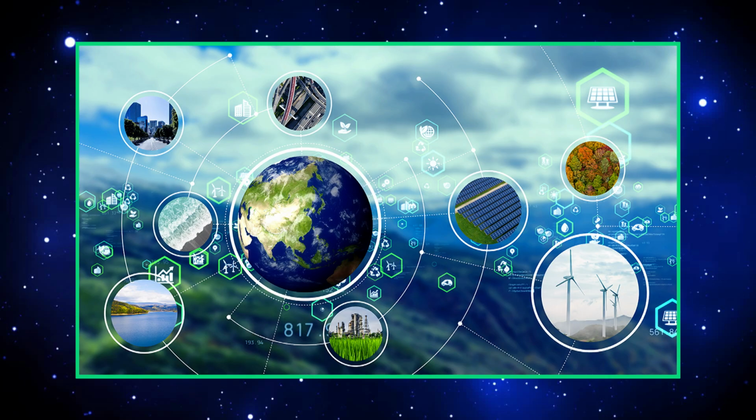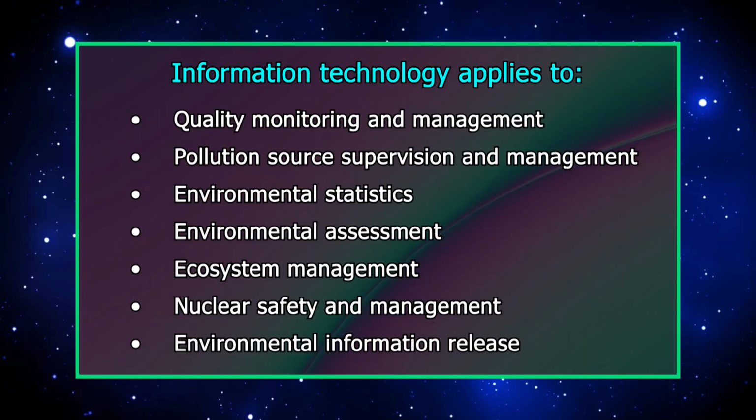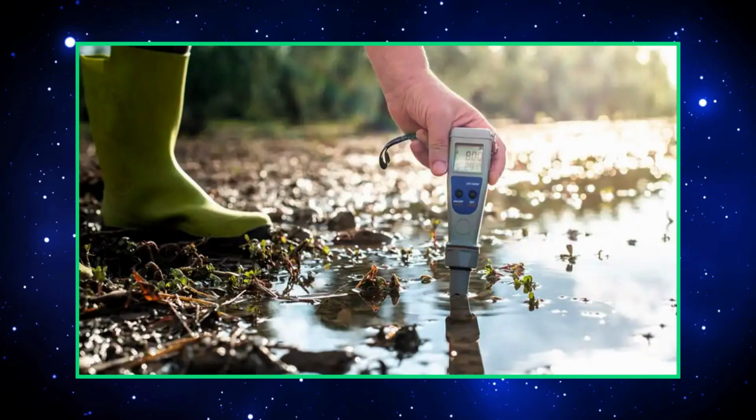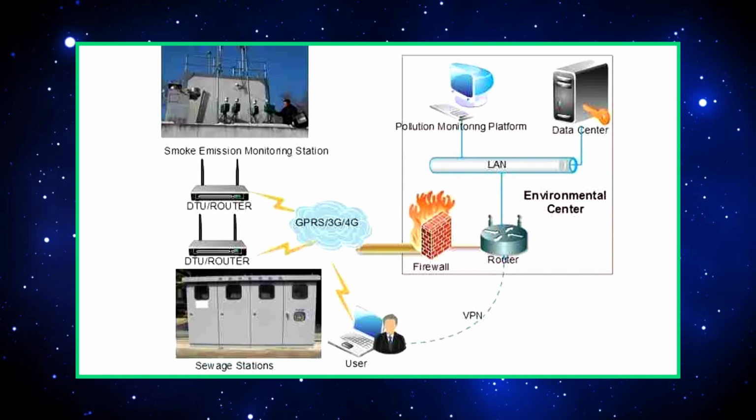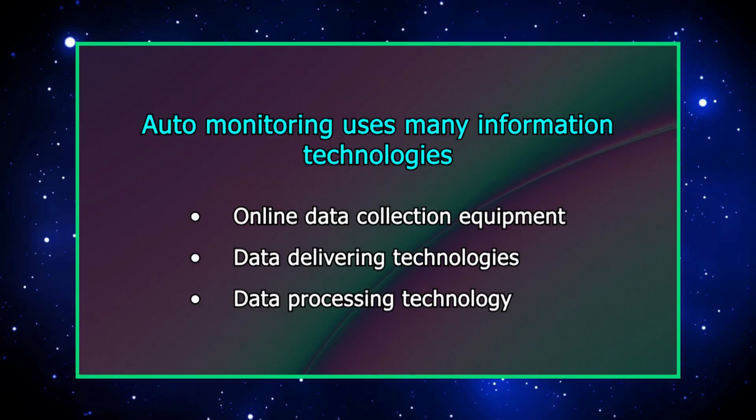In the environment, information technology applies to quality monitoring and management, pollution source supervision and management, environmental statistics, environmental assessment, ecosystem management, nuclear safety and management, environmental information release, and so forth. Auto monitoring is widely used in environment quality monitoring and pollution source monitoring. It uses many information technologies such as online data collection equipment, data delivering technologies, and data processing technology.